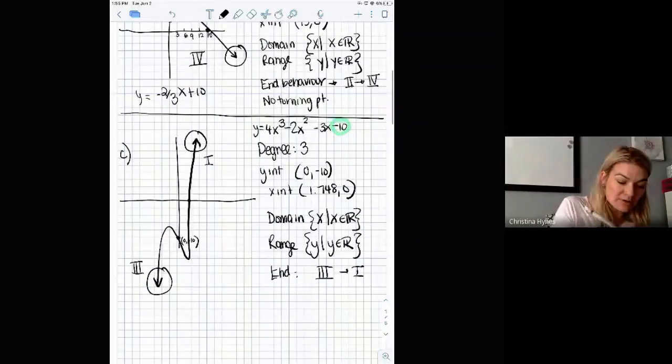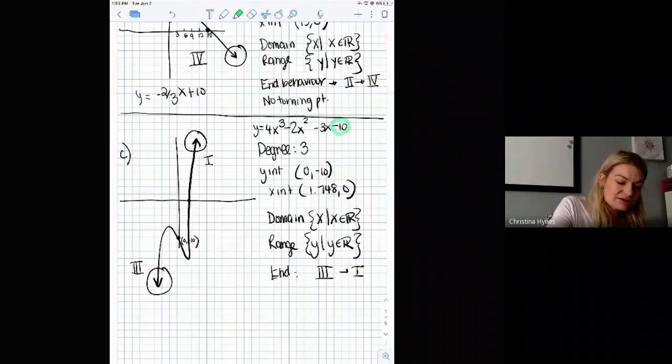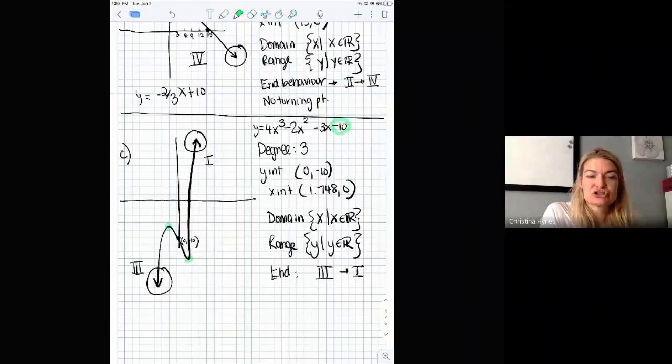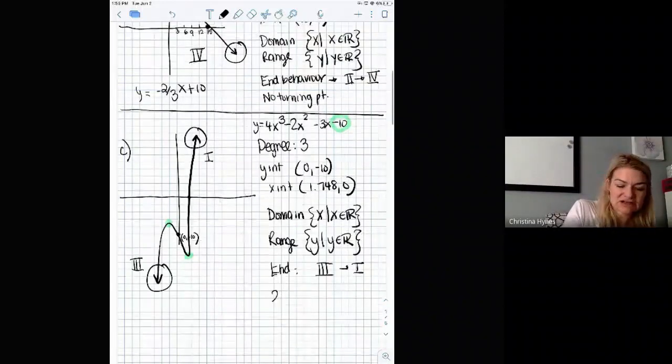Then we have turning points. If you guys look, there's actually 2 turning points. This is where it changes direction, and this is where it changes direction again. So there's 2 turning points. So that's just how many maximum and minimum points there are, or how many vertexes there are. This one has 2 turning points.